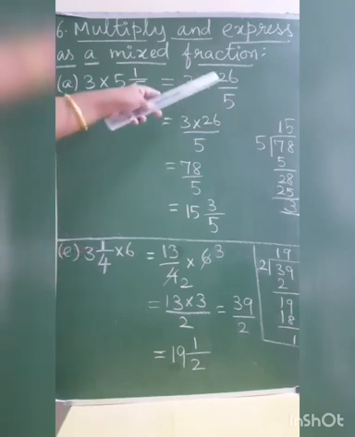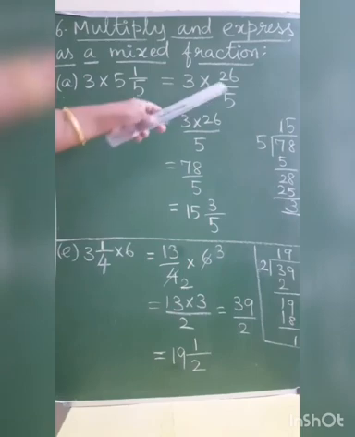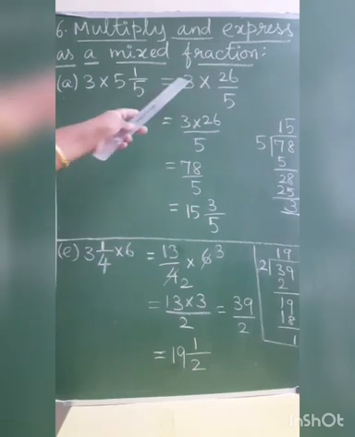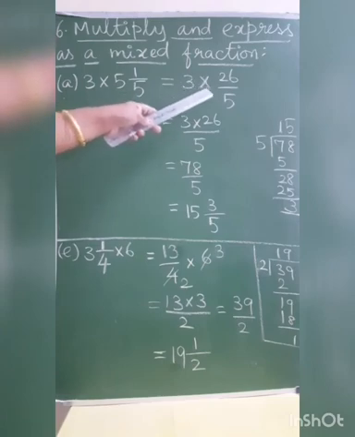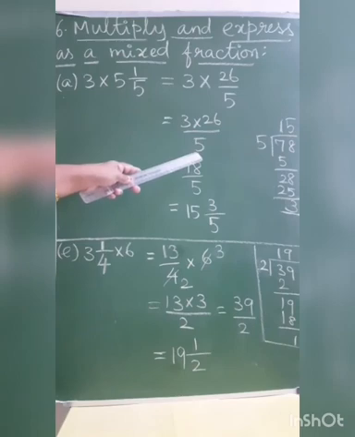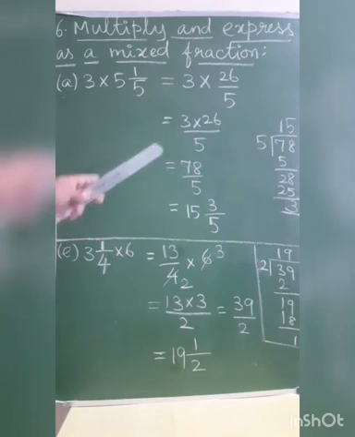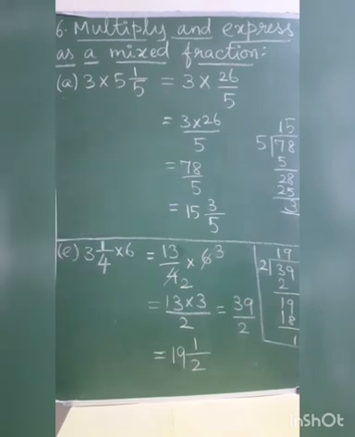Here, between the numerator and denominator, in the 5 table there is no 26, so it cannot be cancelled. This one also cannot be cancelled. So you have to multiply the whole number with the numerator. So 3 into 26, keeping the denominator the same, by 5. 3 into 26, your answer is 78. The denominator is 5.